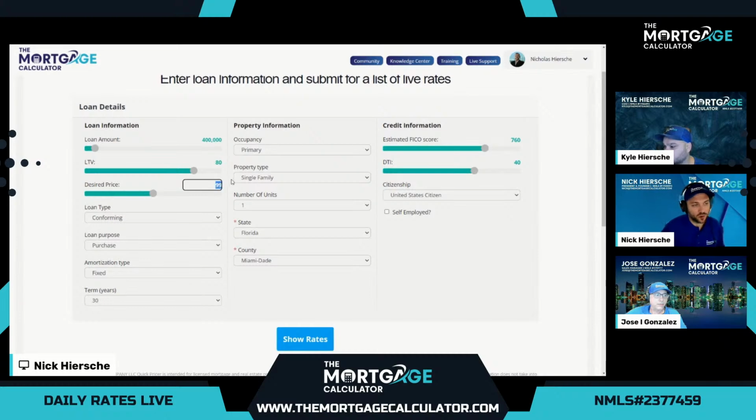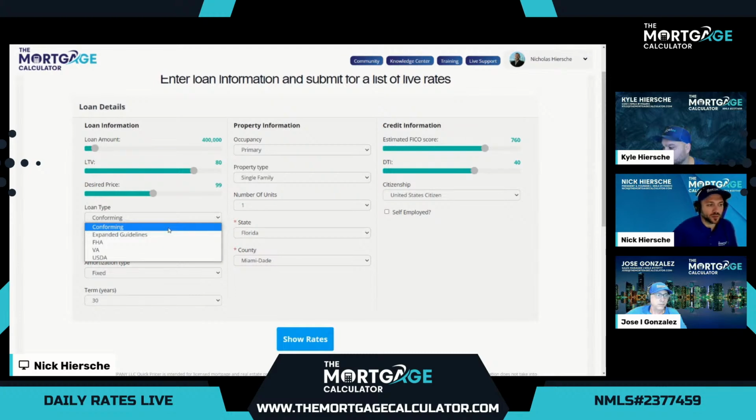We will set a desired price of $99. That means we're going to ask the computer to find the best rate at one discount point in cost. Most customers are asking to buy down the rate a little bit, so that is the most common request. And we'll compare our conforming conventional loans to our FHA programs, and then go into our expanded guidelines, aka non-QM, where we have over 5,000 additional loan programs.